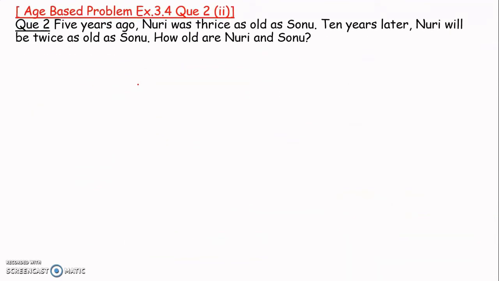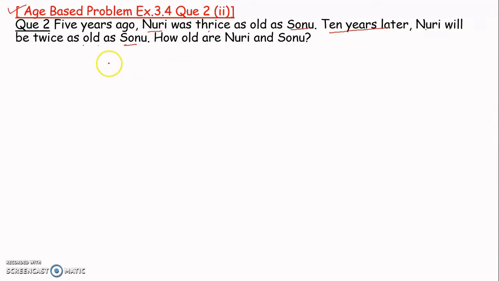See the question number 2. 5 years ago, Noori was thrice as old as Sonu. And 10 years later, Noori will be twice as old as Sonu. So how old are Noori and Sonu? So this type of problem is known as age-based problems.